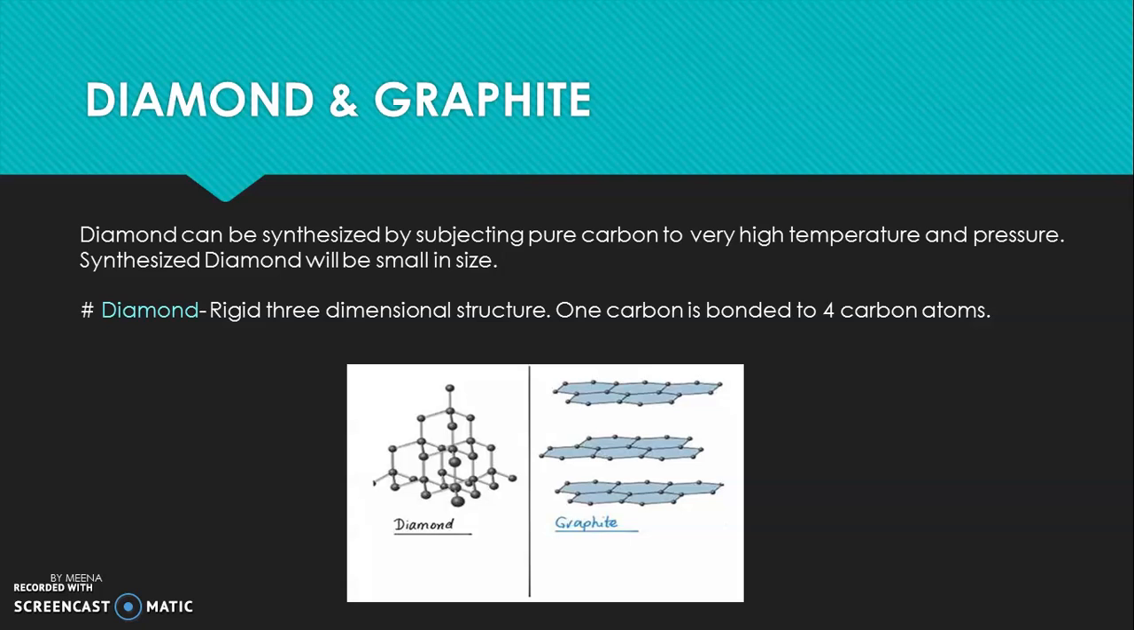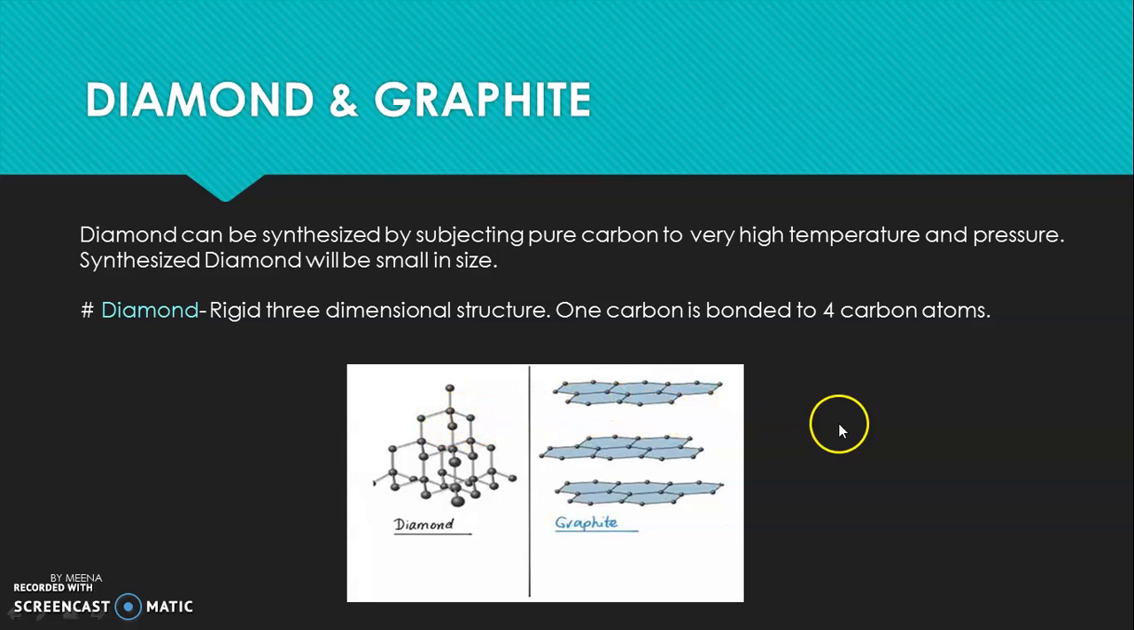So what is diamond? How is the structure? Diamond is a rigid 3-dimensional structure. If you look here, one carbon is bonded to 1, 2, 3 and 4 carbons. So this is a 3-dimensional structure. Here, one carbon is bonded to 4 different carbon atoms and there are single bonds here.